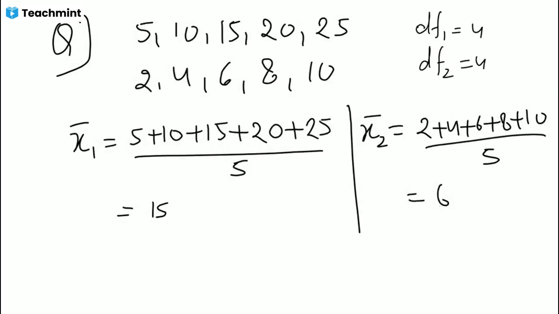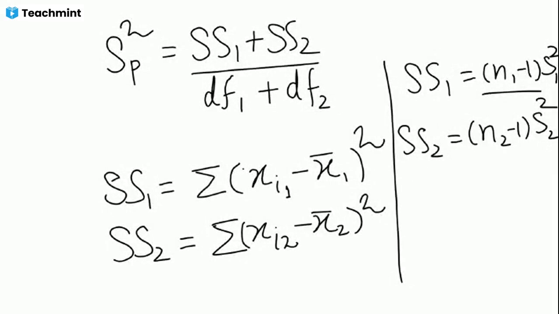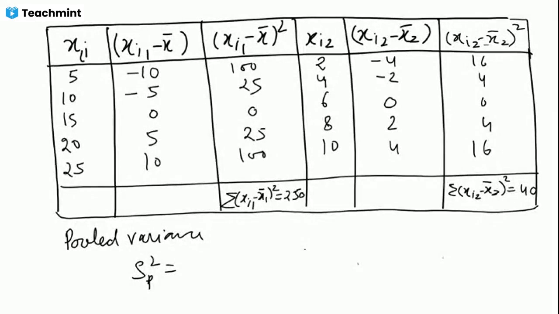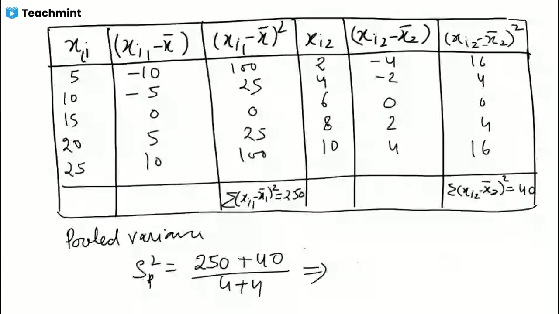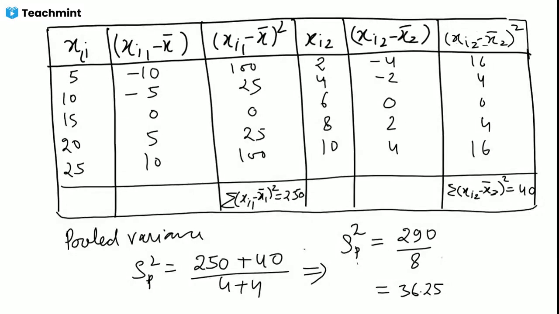Now let us put the values in this formula: 250 for SS1, plus SS2 which is 40, over 4 plus 4. So from here we can find Sp squared is equal to 290 over 8, which is 36.25. In this way you can find the pooled variance.